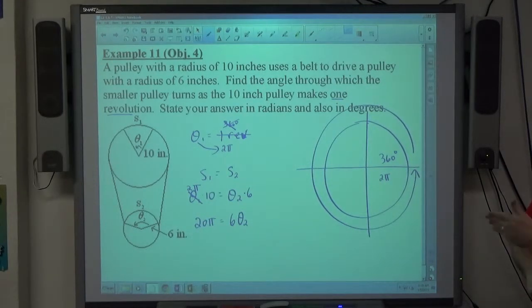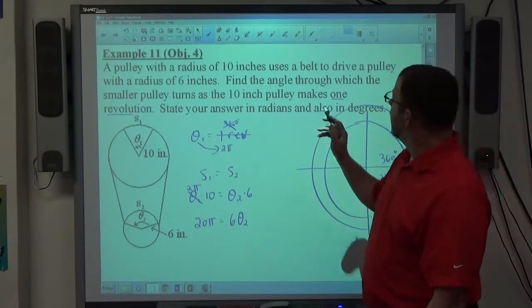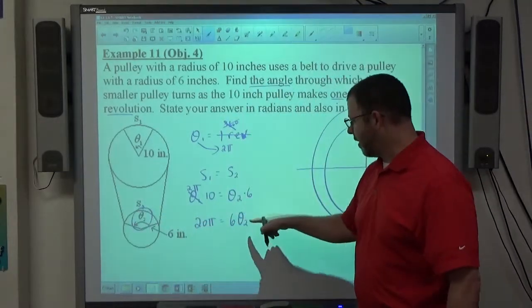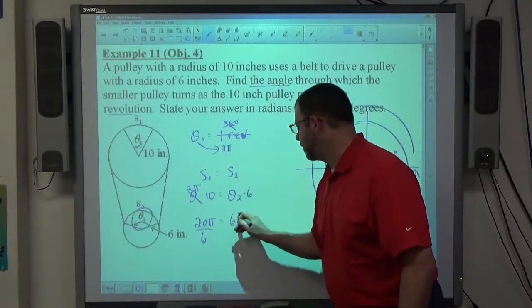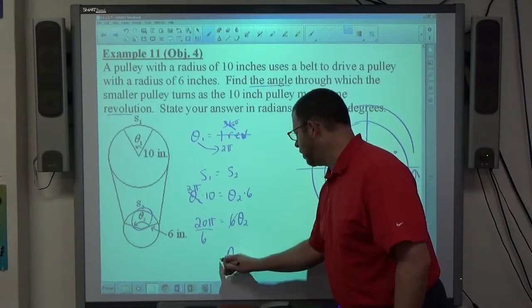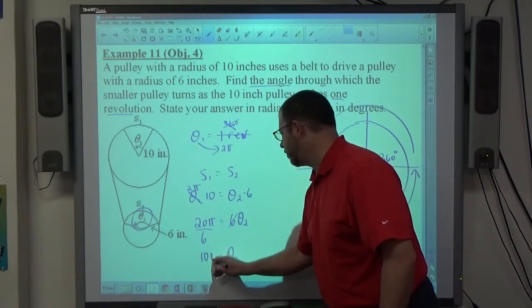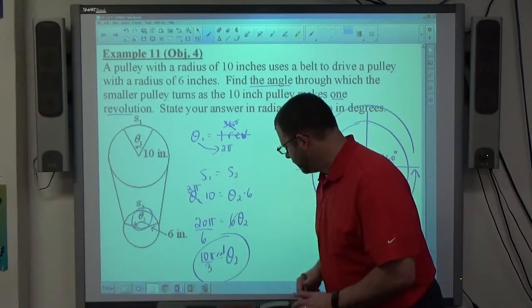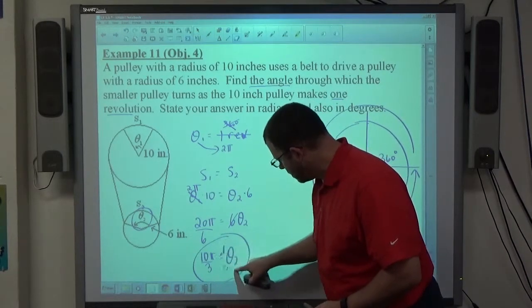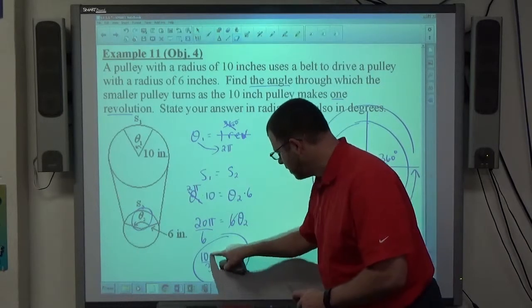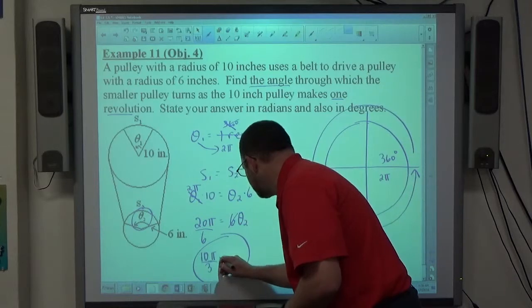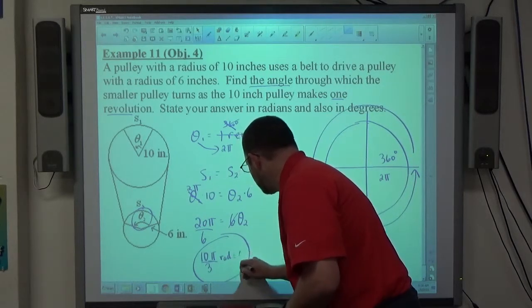And finally, it says find the angle theta sub 2, right? So if I want to find theta sub 2, I simply divide both sides by 6. I end up with theta sub 2 equaling 10 pi over 3 radians. My writing has gotten worse over the break here. 10 pi over 3 radians is equal to theta sub 2.